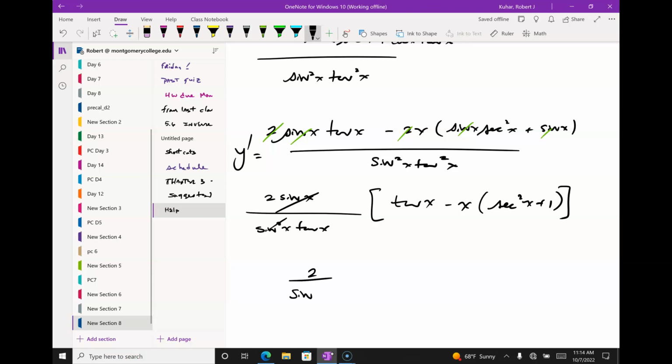So 2 over, oh, that's a tan squared, sorry. That's now just a sine. And the question is, can I simplify anything in here? Not quite sure yet, but we'll see. Tan x minus x secant squared x minus x. Not really. I don't think I can do much in there.